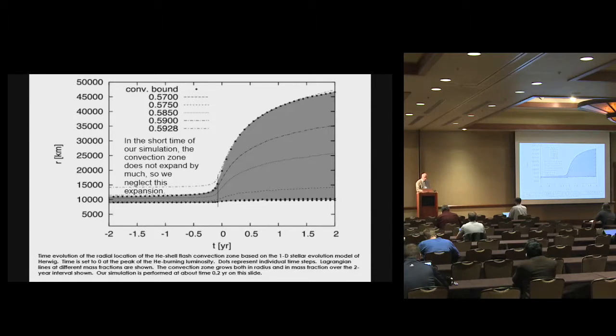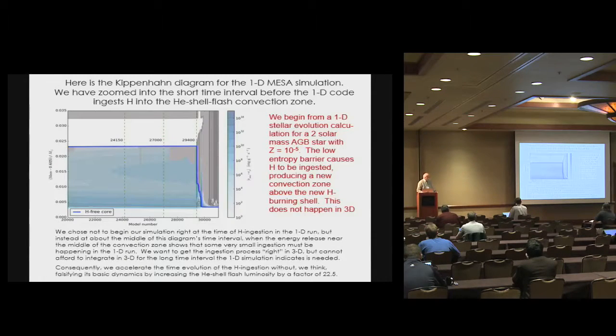And you can see this is measured in years, in time along the bottom, and the simulation we do lasts 2 days. During that time, the motion of the convection zone is quite small. Now, this is the actual star. That was a different star. This is the one we're really going to do, with mass again.